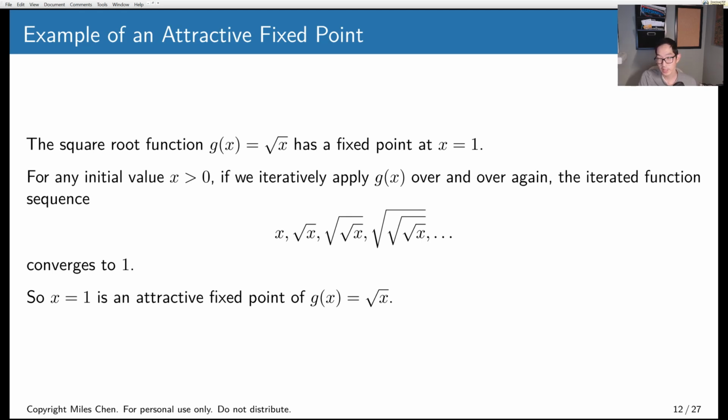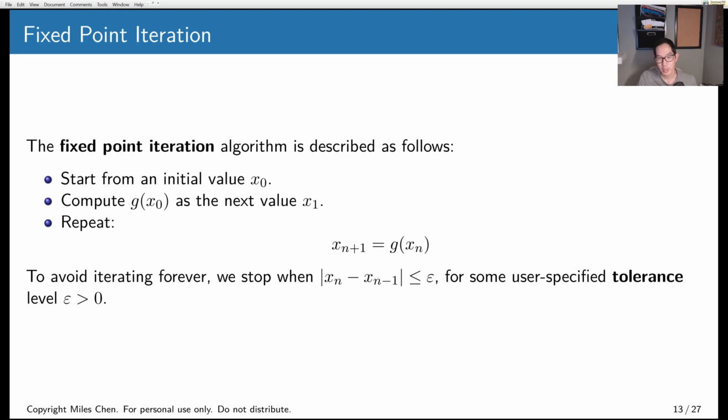This attractive fixed point works for the entire domain of x, so anything where x is greater than 0. If you put in any value here, as long as you keep applying that function, it's going to get you closer and closer to 1. So it converges to 1.